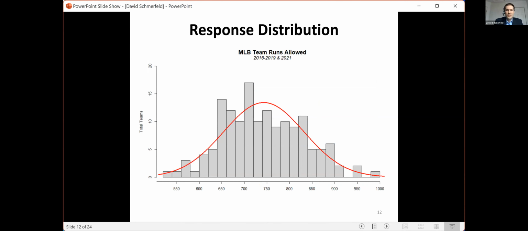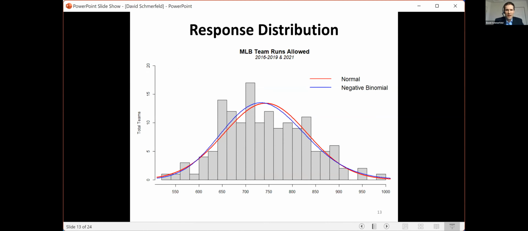So here's the response distribution. Remember, the response is total runs allowed, and the red line shows a normal distribution. At first, it looks pretty normally distributed. But if we take a closer look, if we look at a negative binomial response, which I have in blue, it fits the response slightly better. That's because there's some right skew here.